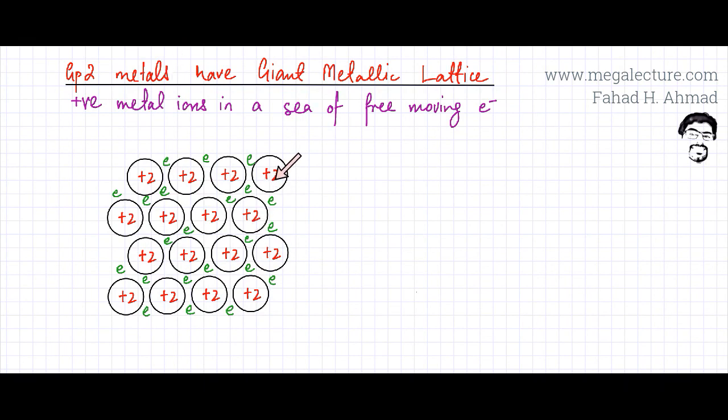Group 2 metals would form positive 2 ions, and they would lose electrons, and those electrons would be randomly moving around. They would be delocalized. They would be free moving electrons. So they would be freely moving around, and there would be a strong force of attraction between the electrons and the positive ions. So the electrons would be acting as a glue that keeps the whole structure together.